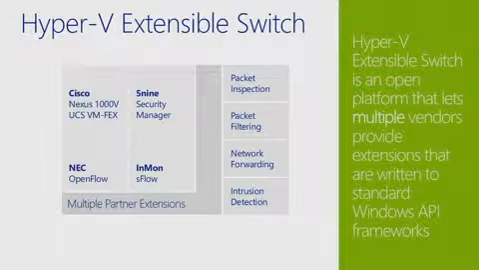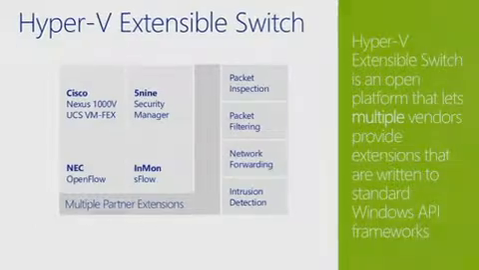So all of those extensible options, this is just 4. These are just 4 of the vendors with 5 technologies, the Nexus 1000V and UCS being separate ones from Cisco, across packet inspection, filtering, forwarding, and intrusion detection. So they're the 4 key areas that partners can plug in with standard APIs. So this differs quite a lot from the VMware approach, as we'll touch on later on.